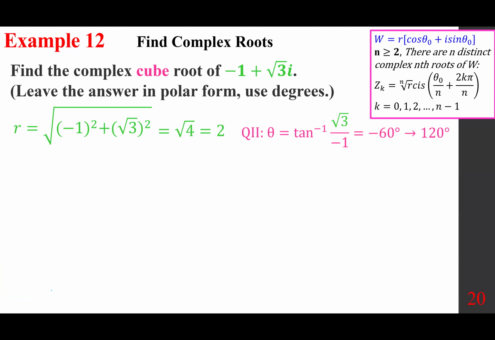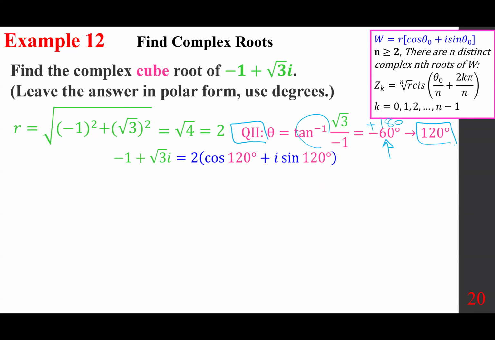So class, the inverse will result in this answer. Because we wanted quadrant 2, we are going to add pi, or 180. So the answer is 120. So pay attention to why it goes from negative 60 to 120. Therefore, we are going to write the number negative 1 plus square root of 3i as 2 cis 120 degrees, or 2 times cosine 120 plus I sine of 120. And we are interested in the cube root, okay?